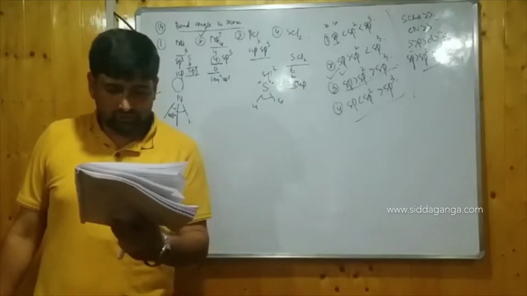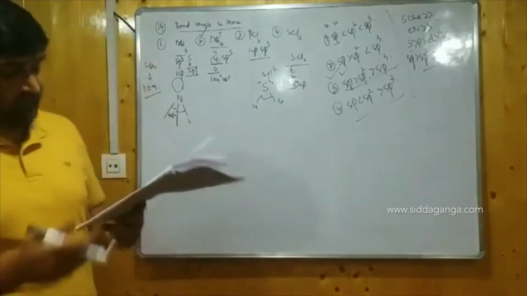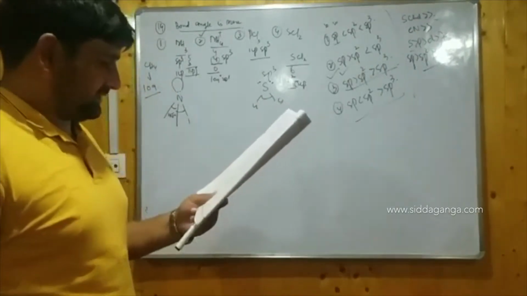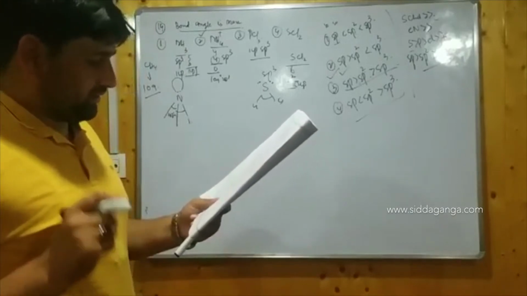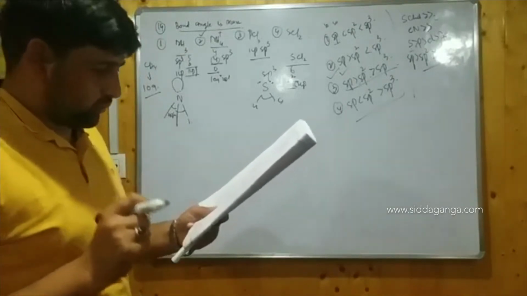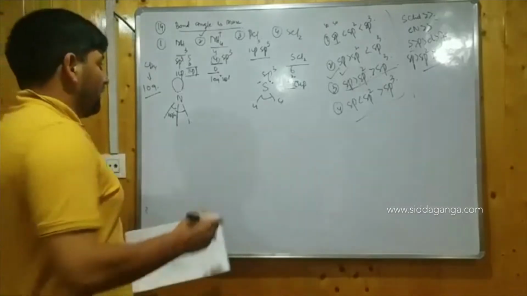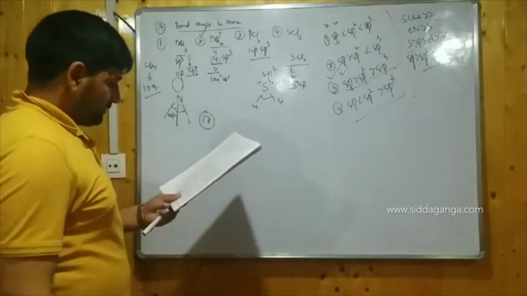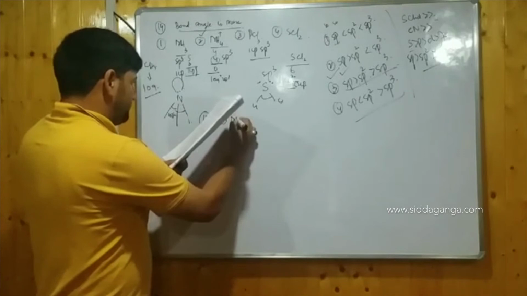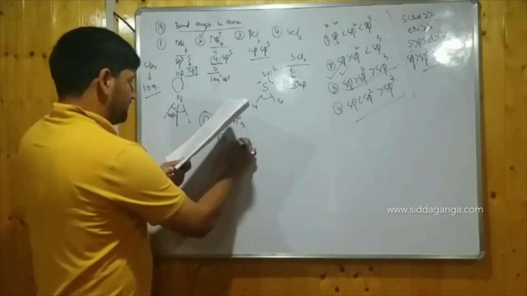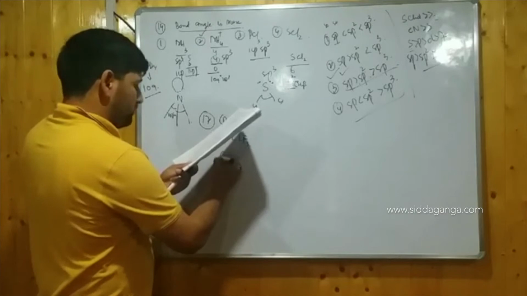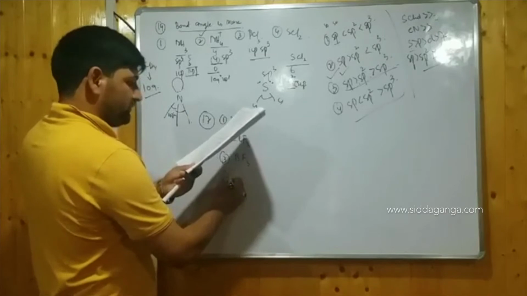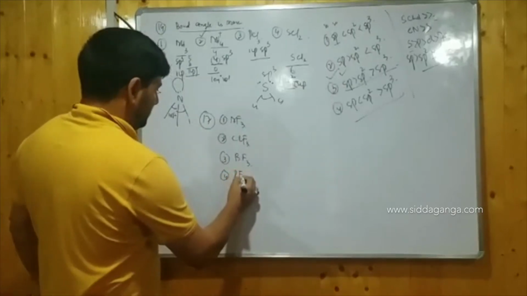In which of the following molecules are all the bonds not equal? This is a very good question. Is it clear? In which of the following are all the bonds not equal? Let us see the options. Question number almost 17. Options are NF3, option 2 ClF3, option 3 BF3, and option 4 PF3.